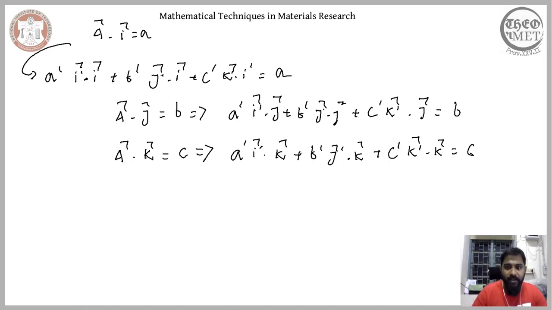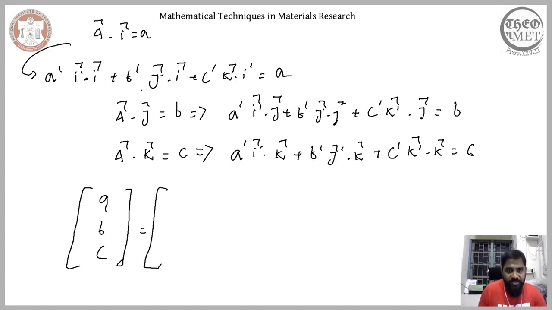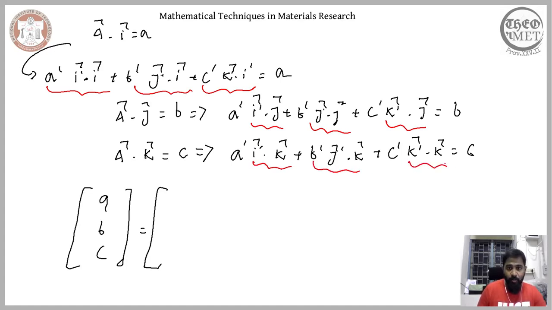Now this, I can rewrite in the matrix form wherein my A, B and C assume a columnar matrix, and these components here can be expressed as a 3 cross 3 matrix. These dot products here can be expressed as a 3 cross 3 matrix. So I'm taking my RHS and expressing it as my column matrix, and on each of these equations I have A prime, B prime, C prime.